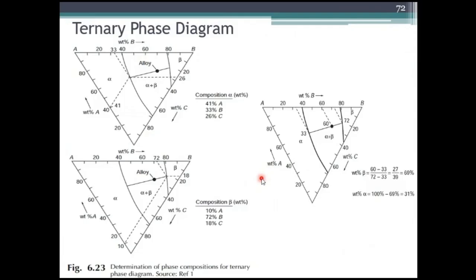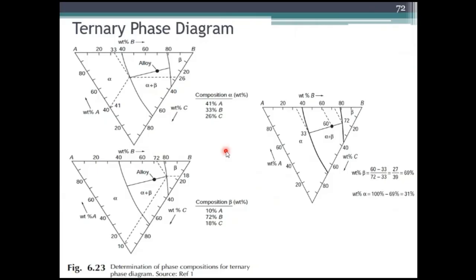This is another example of a ternary diagram. At a particular point, for example this point, it has around 41 percent of A. This length is 41 percent. Going to C, it is around 26, and if you drag it to B, it is 33. Corresponding percentages will be there. For every diagram, at a particular point, the corresponding weights of A, B, and C can be calculated. So these are the isothermal temperature diagram and the ternary phase diagram.